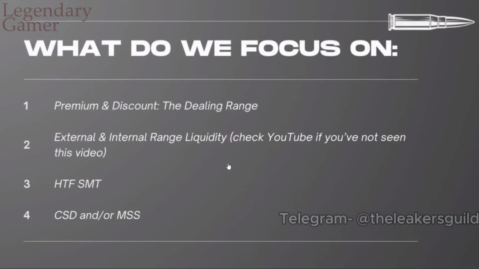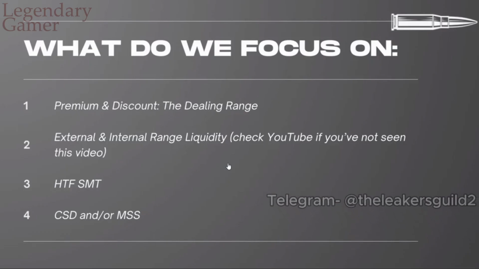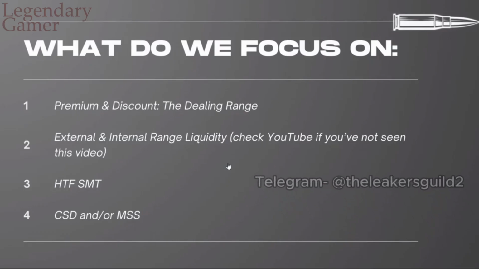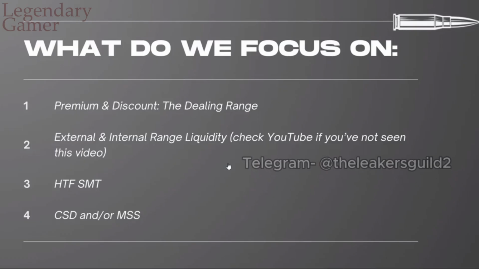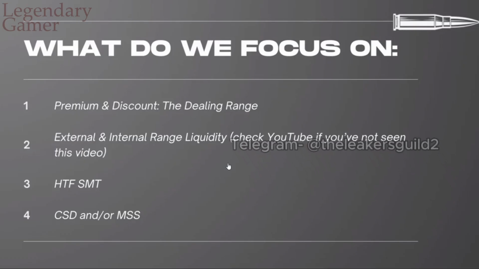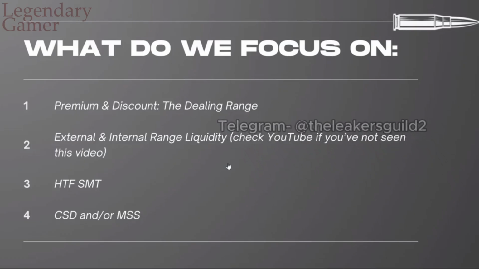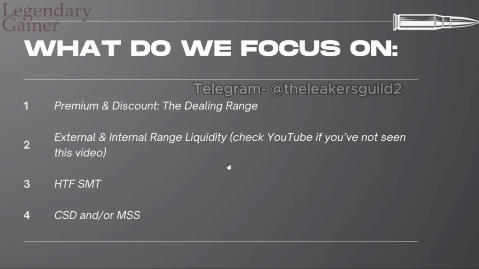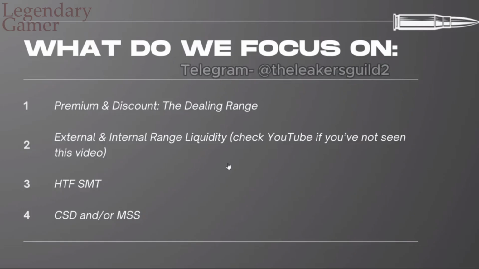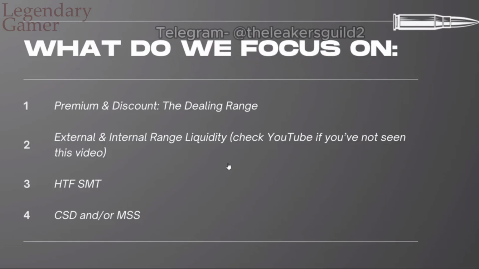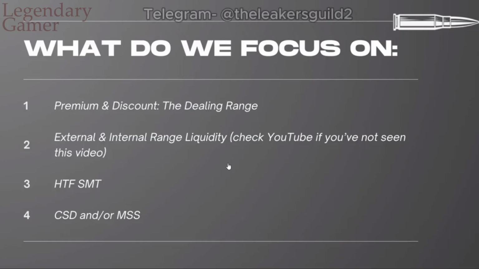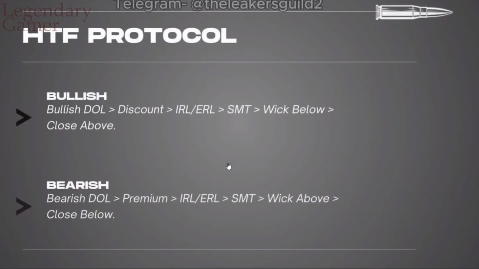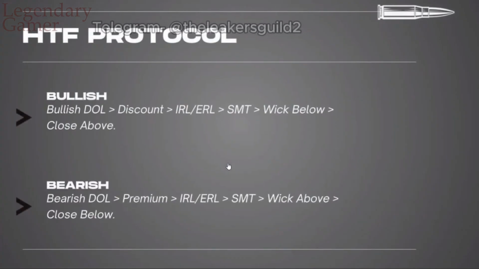Now what are we going to be focusing on? We're going to focus on 4 topics here. We're going to be talking about premium and discount, which is the dealing range you're working with. Then we're going to be talking about external and internal range liquidity, and you can check YouTube if you have not seen the video. It's on the MMXM Traders YouTube. Then thirdly, we'll be talking about higher time frame SMT. And fourth, we're going to be talking about the change in the state of delivery and/or a market structure shift. So this is our higher time frame protocol, right?